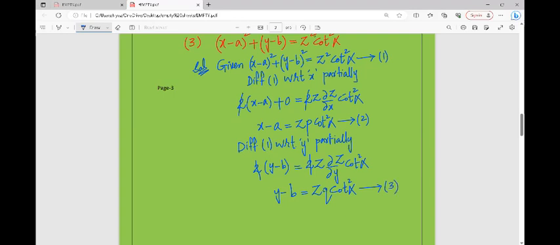Now using equation number 2 and equation number 3 in equation number 1, using 2 and 3.